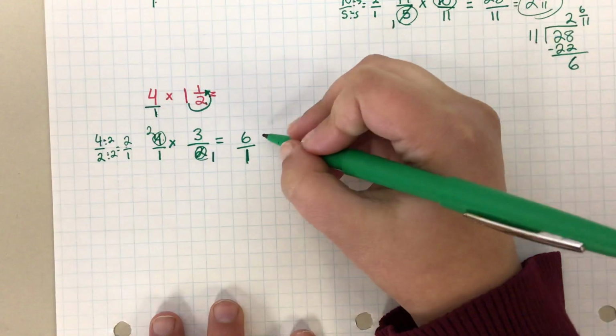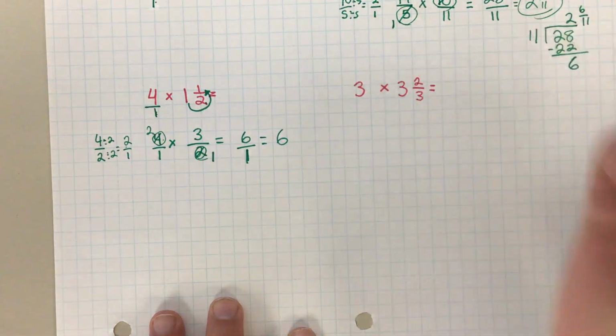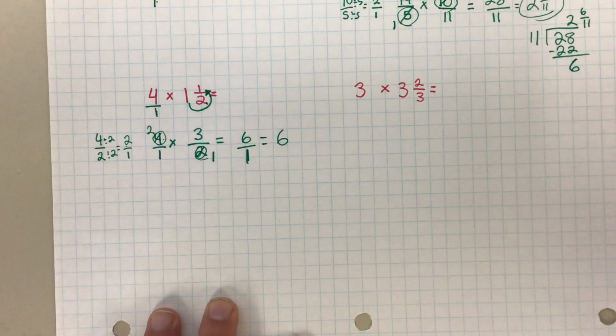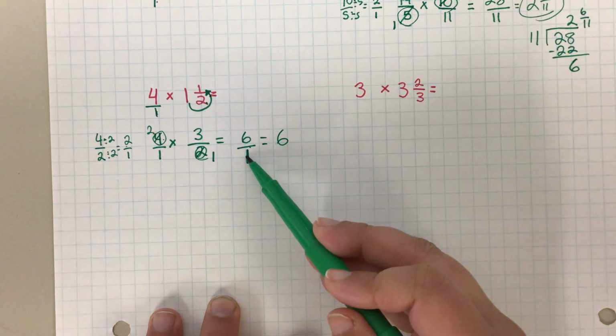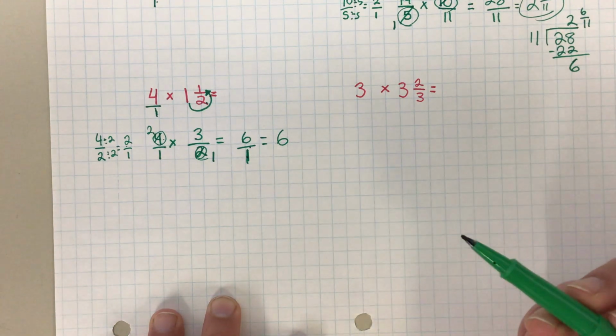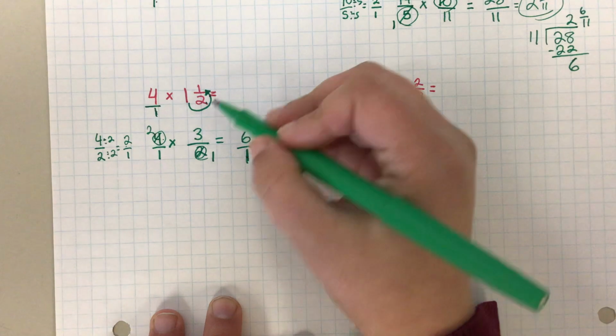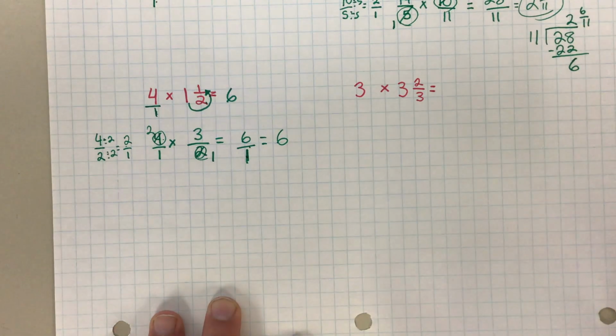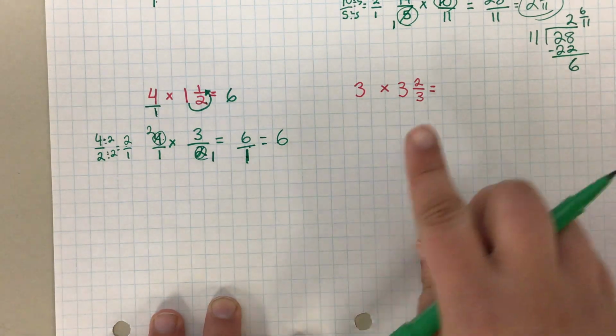I'm moving fast though. That's the same as 6 wholes. Who would have thought? So whenever you see a number over 1, remember you can just write that as a whole number. And that's perfect. I write that as my final answer and we're good to go. Now let's look at this one.